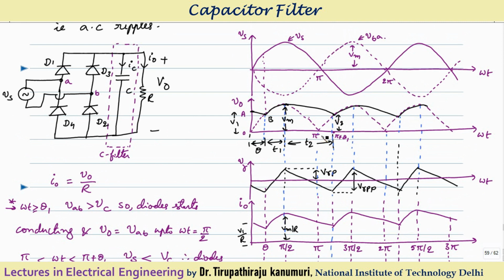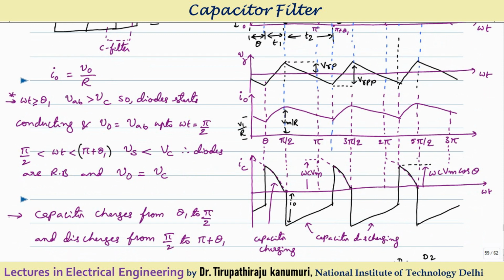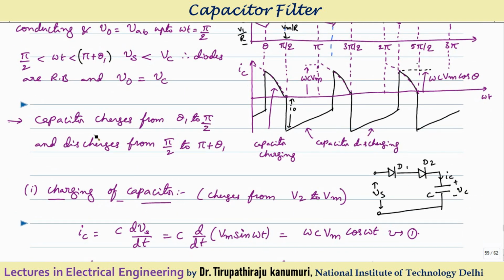Again this is pi; after pi plus theta 1, your supply voltage is greater than the capacitor voltage, right? Up to pi plus theta 1, the value of Vs is less than Vc, therefore the diodes are reverse biased and the output voltage will be equal to Vc. So the capacitor charges from theta to pi by 2 and discharges from pi by 2 to pi plus theta 1. For this much duration it is discharging.